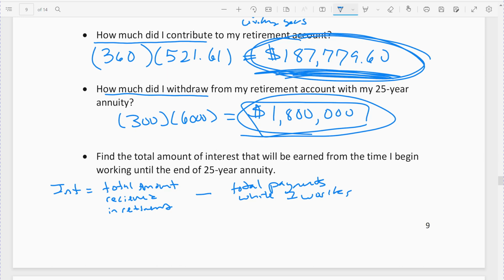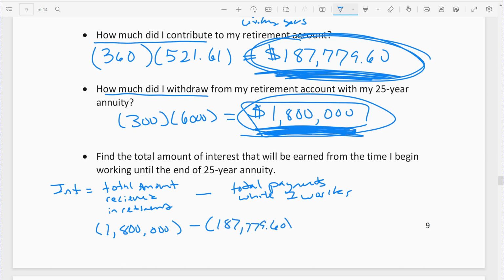This is all of the money I put into the account. That's it. I got this amount by the end of my retirement. Everything between those two amounts is interest, so you'll see it actually ends up being a ton of interest. Take my $1,800,000 minus my $187,779.60, and I get a grand total of $1,612,220.10.